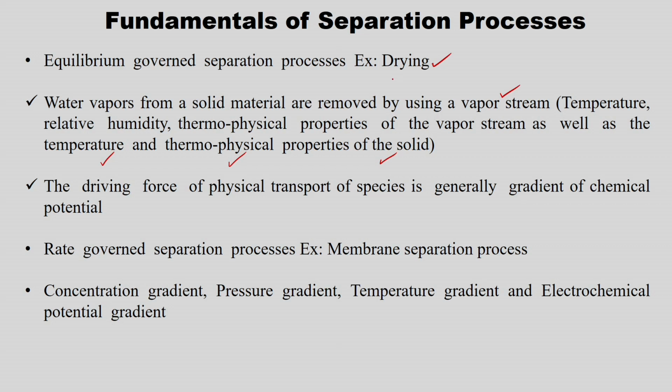Drying is nothing but an equilibrium governed separation process. The driving force for physical transport of species is generally a gradient of chemical potential. So, based on chemical potential gradient only the separation occurs here. In rate governed separation processes, an example is the membrane separation process. Here the concentration gradient, pressure gradient, temperature gradient and electrochemical potential gradient are used as a driving force.